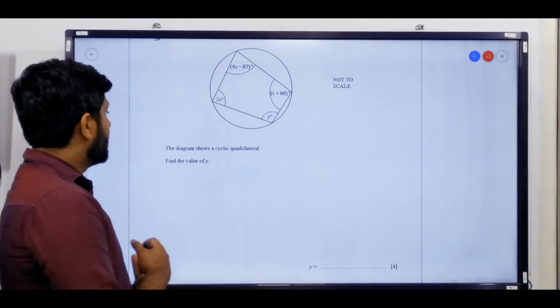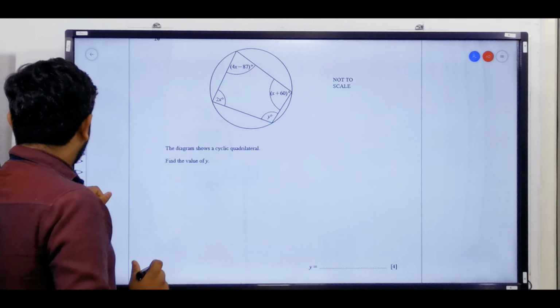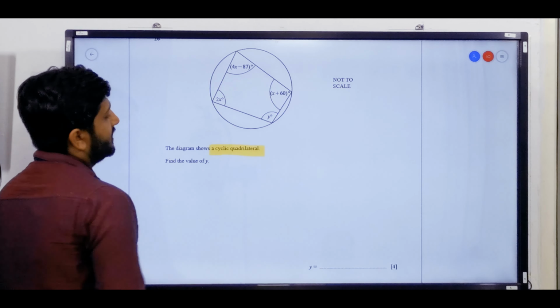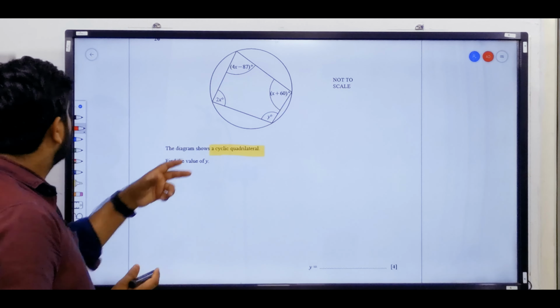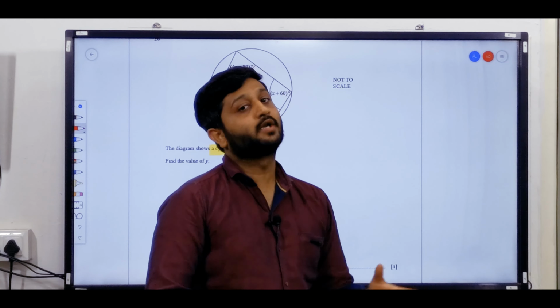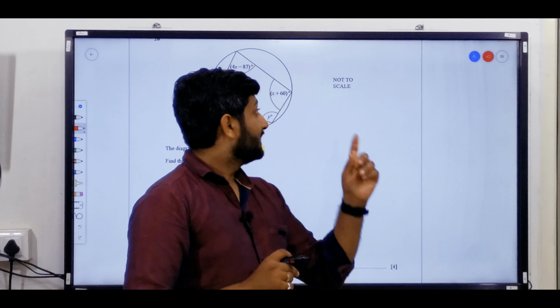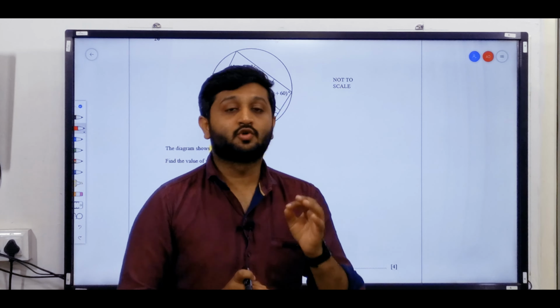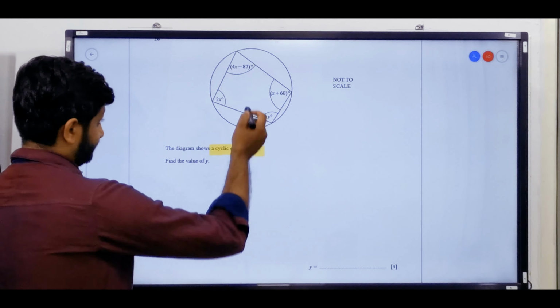Next part. The diagram shows a cyclic quadrilateral. Find the value of phi. Now, what is a cyclic quadrilateral? Cyclic quadrilateral means such a quadrilateral where the opposite angles add up to 180. Now, this quadrilateral should be inside a circle and the lines of the quadrilateral should not pass through the center. These are the few conditions.